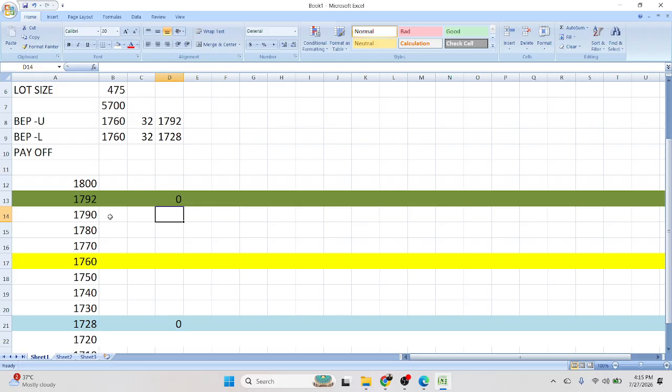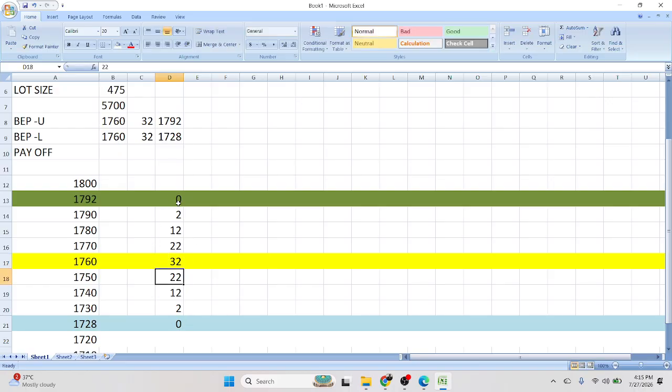Now, if the market comes up to this area, 790, the intrinsic value would be 30 points, but we have received the premium of 32 points. So still we make a profit of 2 points. Same thing here, it would be 2 points profit. If the market comes up to this area, the loss would be 20 points, but we have received the premium of 32 points. 32 minus 20 equals 12 points. Again, there is a profit of 22 points. Here is a profit of 22 points. And here would be the profit of a complete 32 points.